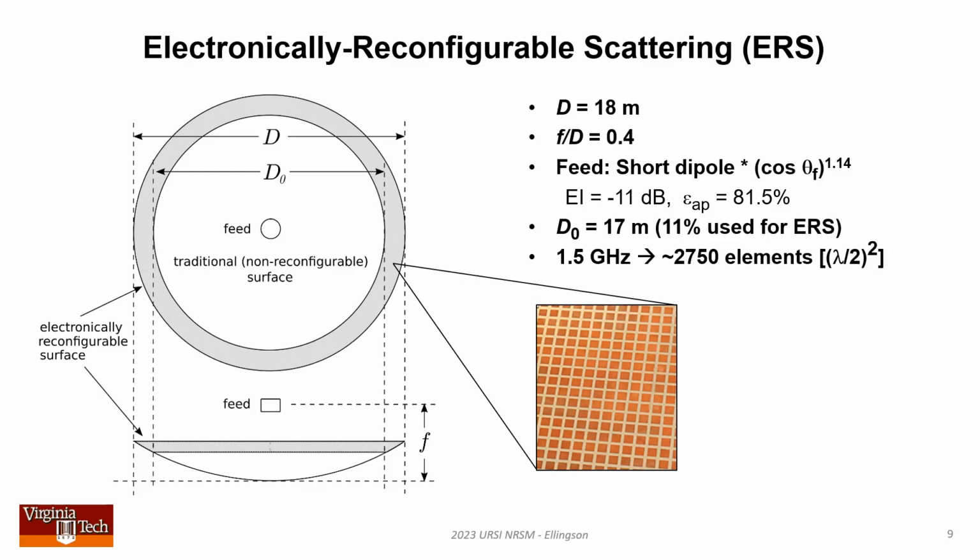To give you an example, here are some parameters. Here we'll consider a dish having diameter 18 meters, an F over D ratio of 0.4, a simple feed to facilitate the analysis, and we'll use the outer 50 centimeters to implement the reflect array. So just for reference, that means 2,750 elements if you want half wavelength spacing at 1.5 gigahertz.